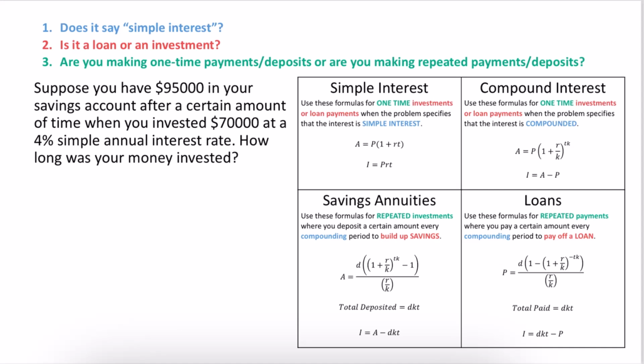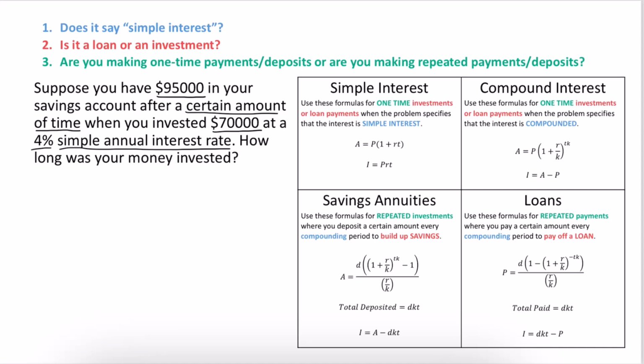That's up to you. Okay, so as I read through this word problem, I'm going to identify my variables. So in this problem, it says, suppose you have $95,000 in your savings account after a certain amount of time, which they didn't tell us, when you've invested $70,000 at a 4% simple annual interest rate.